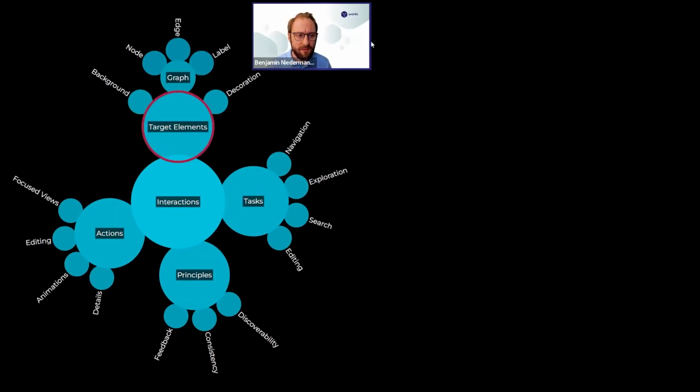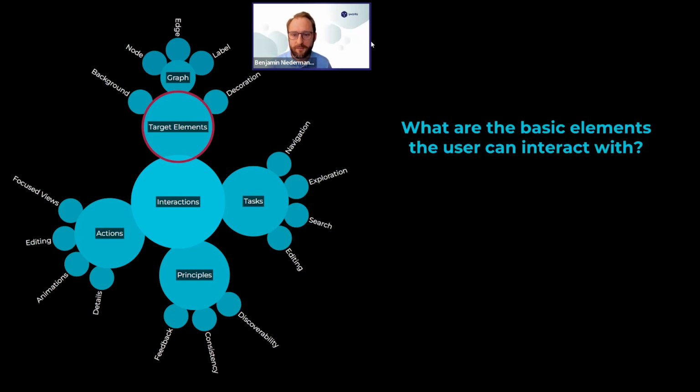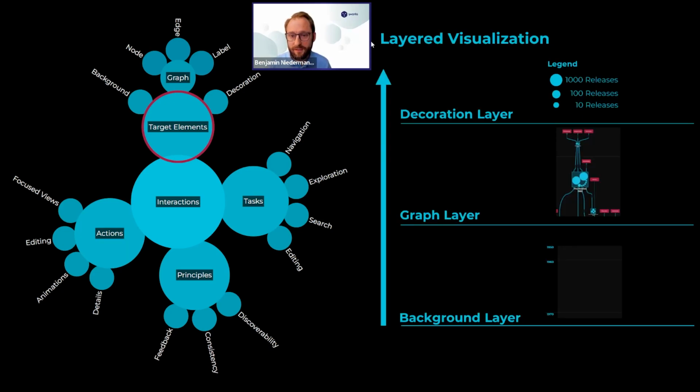So let's start with the first part, namely the target elements. This is, of course, an important question. With which kind of elements can we interact as a user? And obviously, there are the graph elements, but besides these graph elements, there are also decoration elements and background elements.